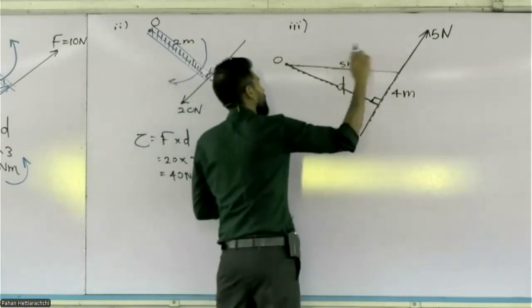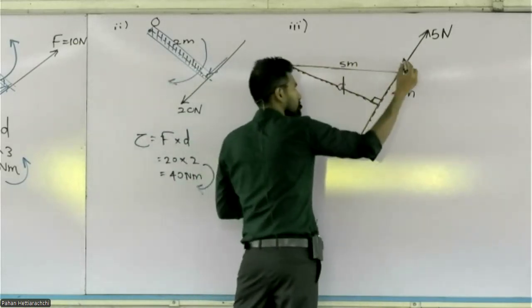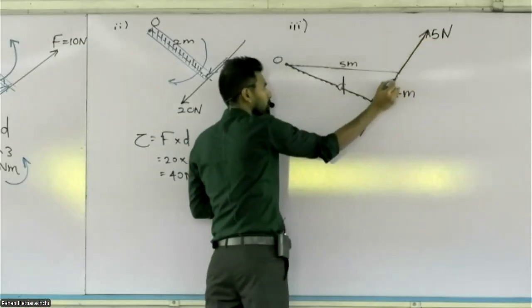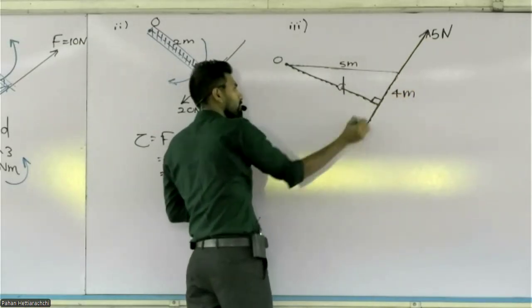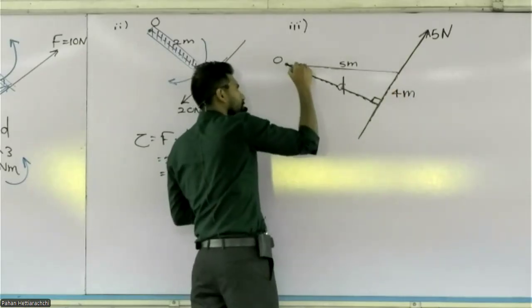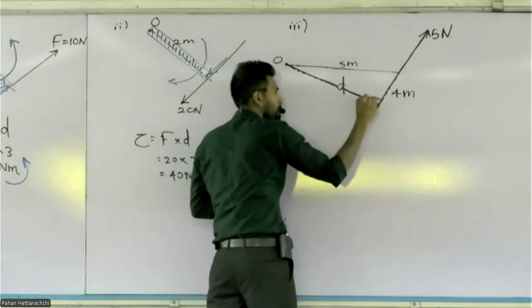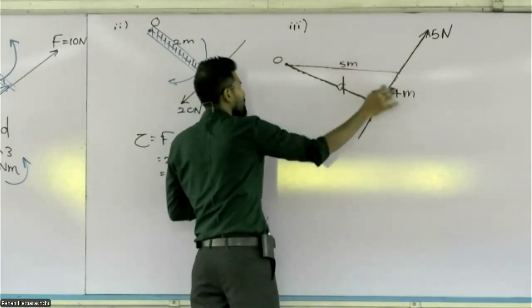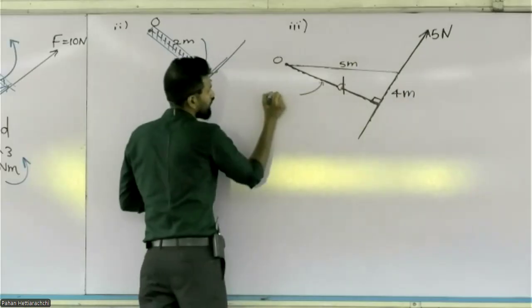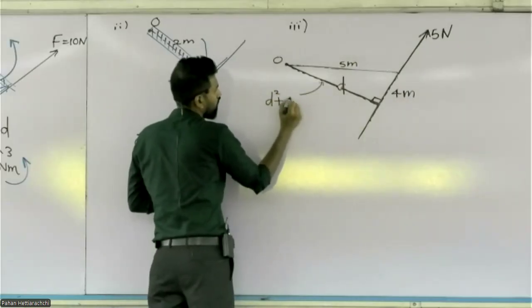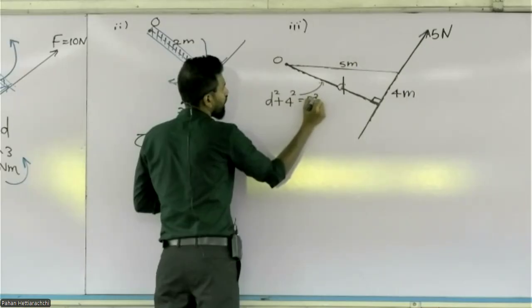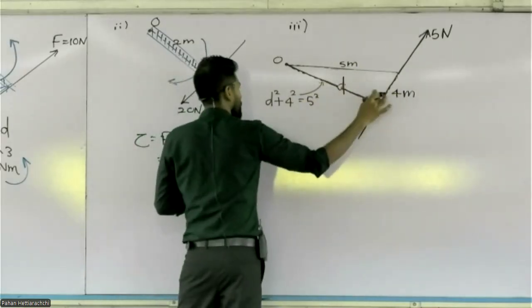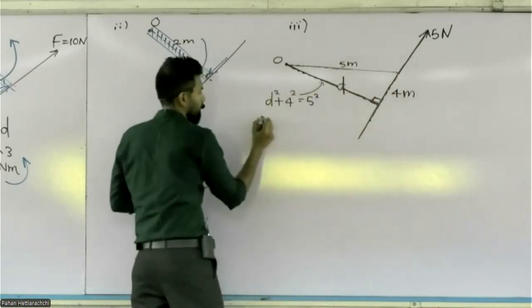If you can't find the perpendicular distance to the force, let's continue it. Let's draw the line of action of the force, and for that line of action, you have to redraw a perpendicular distance. From Pythagoras theorem, if it is 90 degrees here and 5 here, what will this distance be? D square plus 4 square is equal to 5 square.